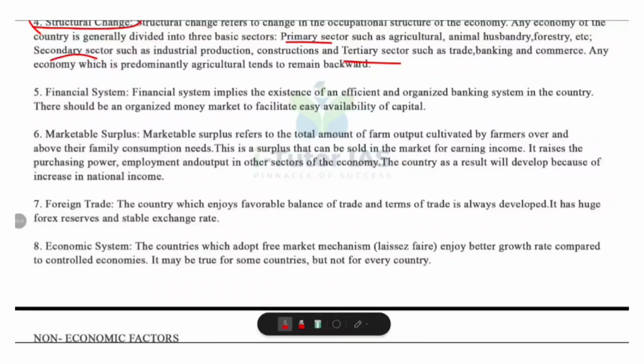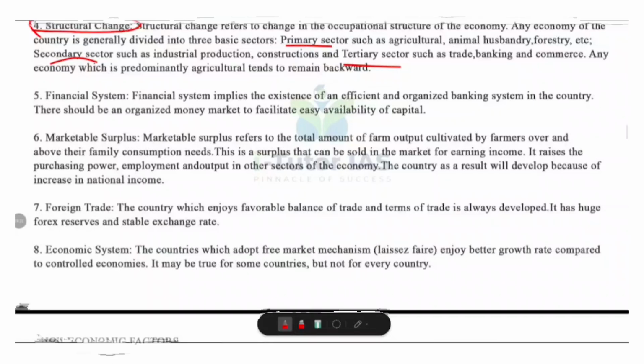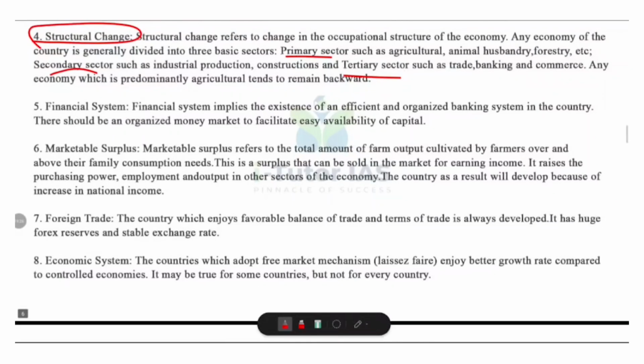An economy that remains predominantly agricultural tends to stay backward, and development requires a shift from primary to secondary and tertiary sectors. This is known as structural transformation. Then fifth one, financial system. A sound financial system includes organized banking, then strong money and capital markets, availability of credit and stable financial institutions. An efficient financial system channels saving into productive investment. This is essential for capital formation, industrialization and overall development.